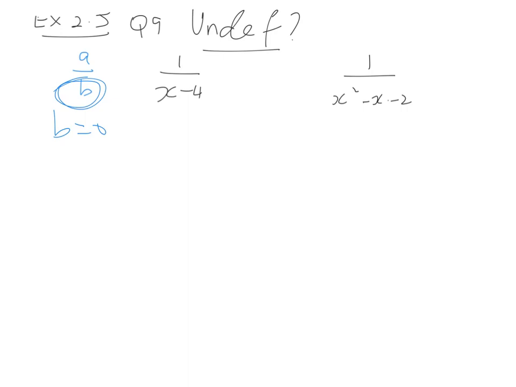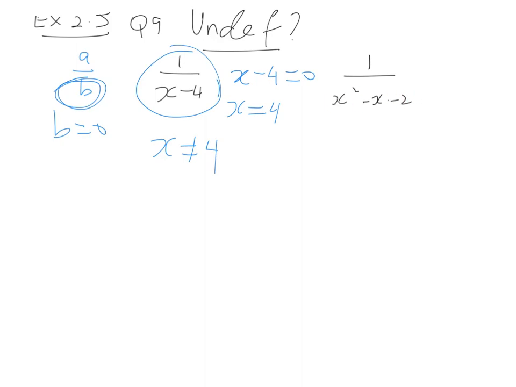So over here, for 1 over x minus 4, we're looking for x minus 4 to equal 0. Now, for that to happen, we know that x has got to be equal to 4. So for this thing to be undefined, x cannot equal 4. Sometimes you've got to do a little bit of work, like this one here.